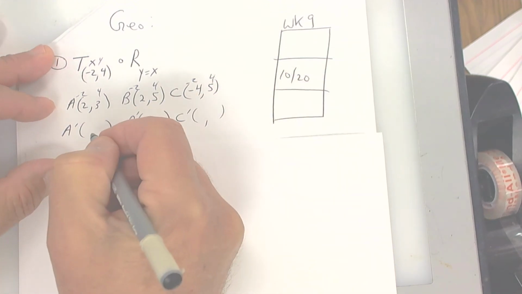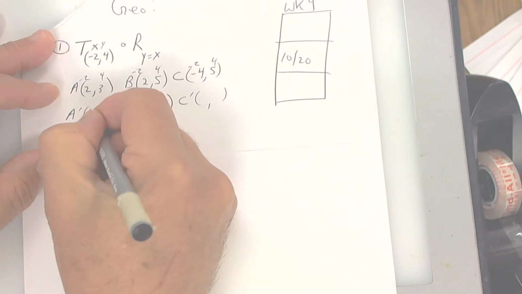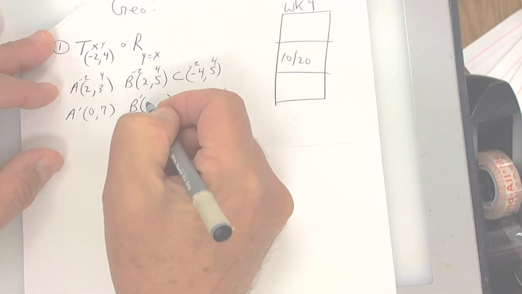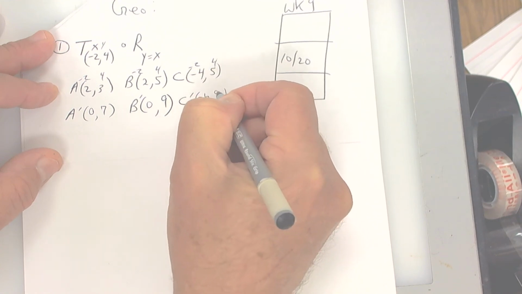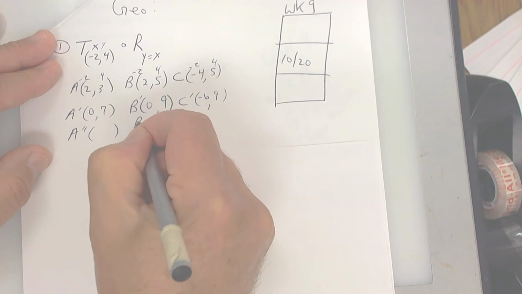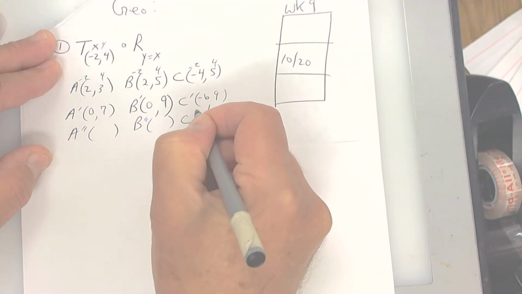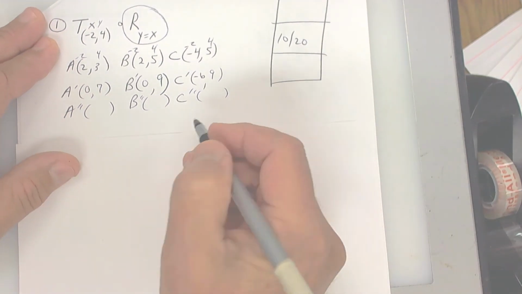So the new point, you're going to have an intermediate point. So the new point is going to be 0 and 7, 0 and 9, -6 and 9. All right? So now you got to go to A double prime and C double prime. All right, so now we got to reflect it over the x-axis, y equals x.